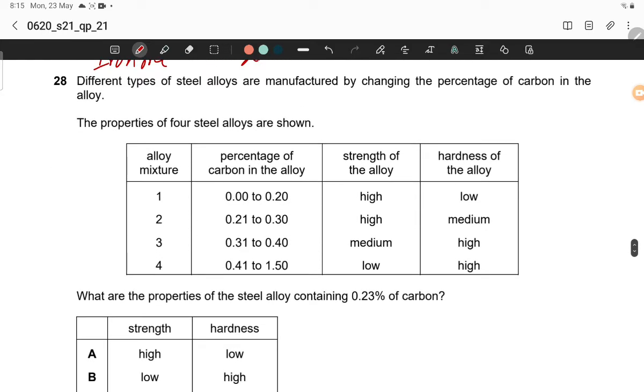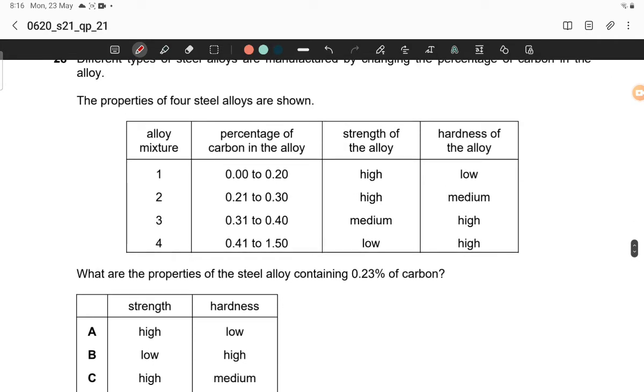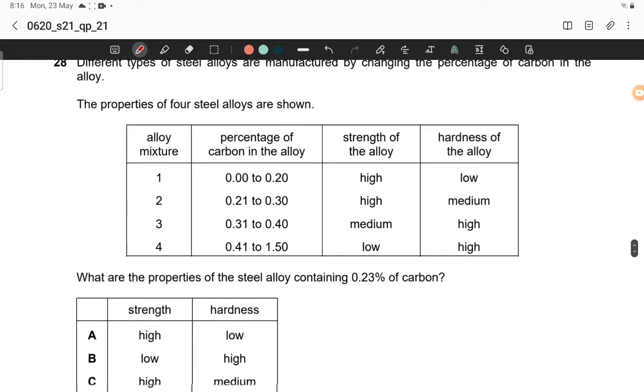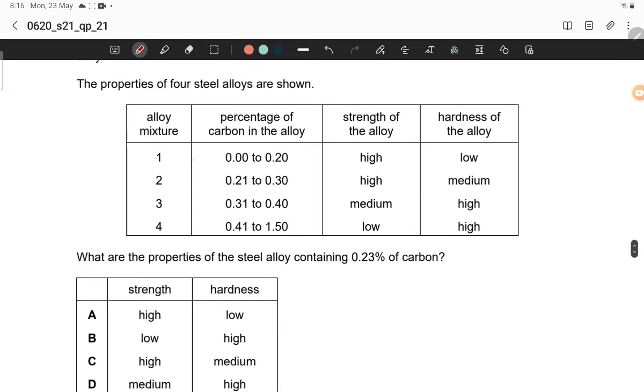Different types of steel alloys are manufactured by changing the percentage of carbon in the alloy. Properties of 4 steel alloys are shown, with the percentage of carbon in the alloy. 0.002, 0.20. High strength of the alloy.